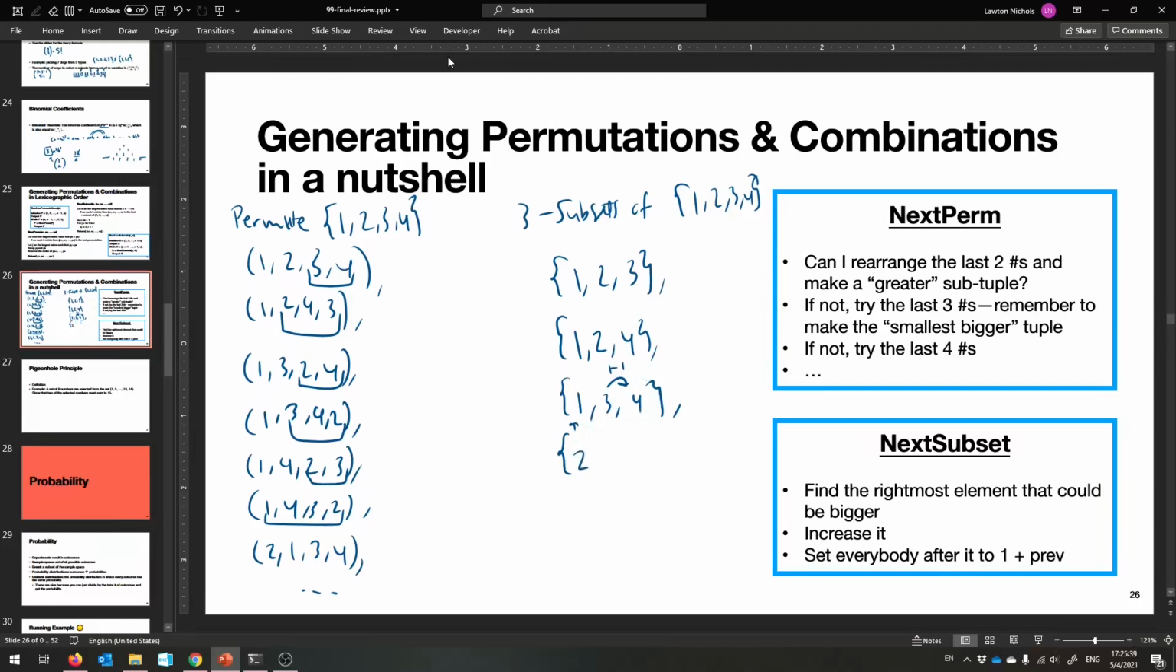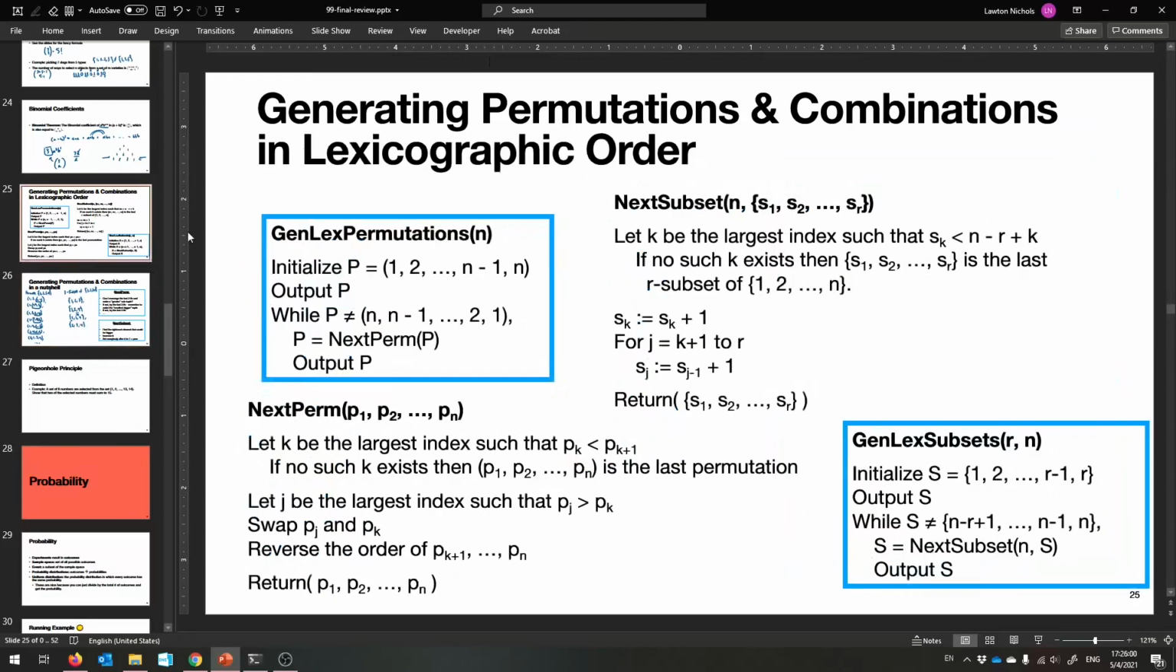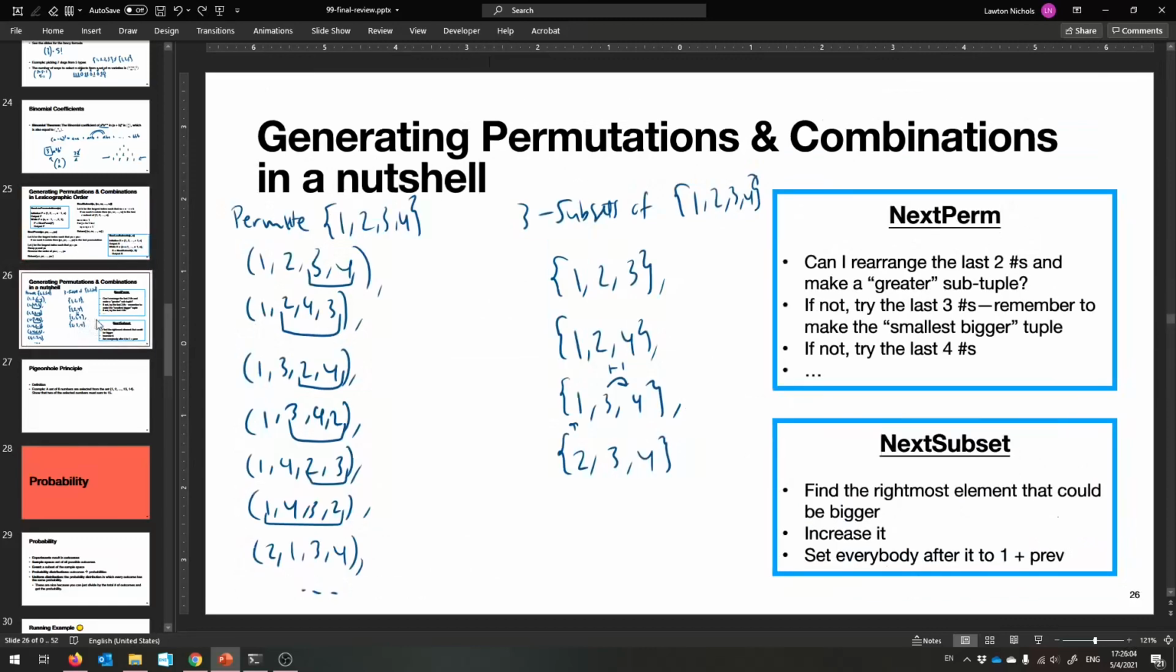Are you ready? So 2, and then what comes next? What in the world comes next? It is going to be 1 plus 2, 3, 4. See that? That is the idea. And so I think we're done, right? That's all the 3 subsets, because the last one looks like that. So I think we're done, and let's confirm that we got the right size.